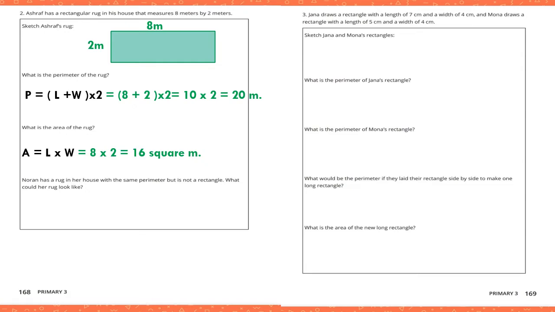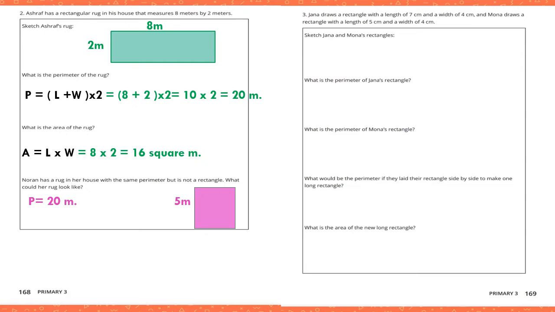Nuran has a rug in her house with the same perimeter, but it is not a rectangle. What could her rug look like? It could be a square, and as we know, the square has 4 equal sides. So, if we have perimeter equal to 20 meters, we will divide it by 4. So, 20 divided by 4 equals 5 meters. So the side length of the square will be 5. Let's move to the next one.